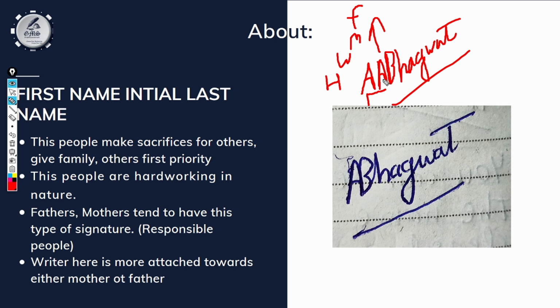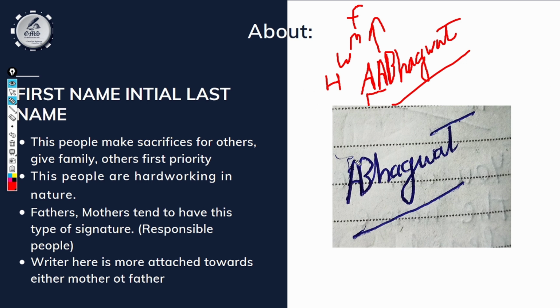The writer here sacrifices for others and gives them first priority, in most situations, and they accept the responsibilities. They are able to be independent as well. It's not that they are not independent. They are independent. They are not fully dependent on their family. Yet they are responsible people in a way. So that's all for this video.